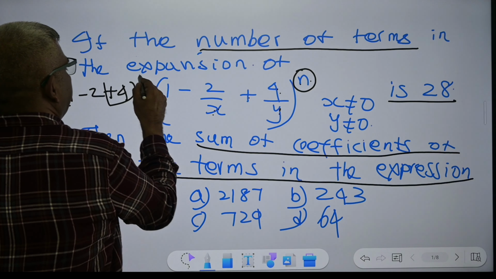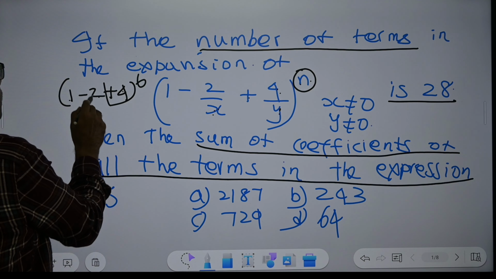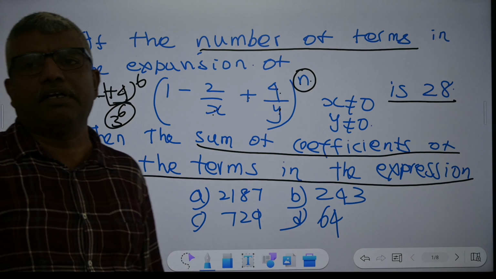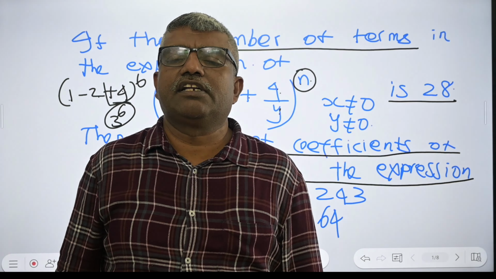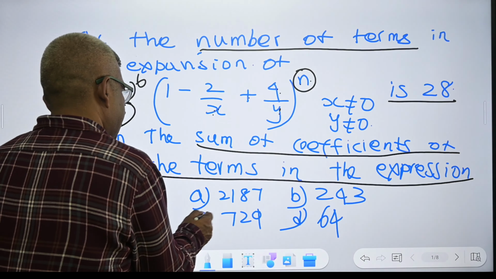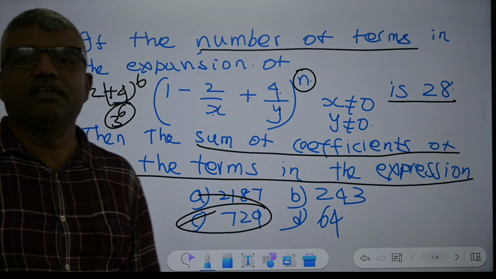N we already found, it is 6. So 4 plus 1 is 5, 5 minus 2 is 3. 3 to the power 6. 3 to the power 6 is nothing but 9 cube. It is nothing but 729. Option C is right.